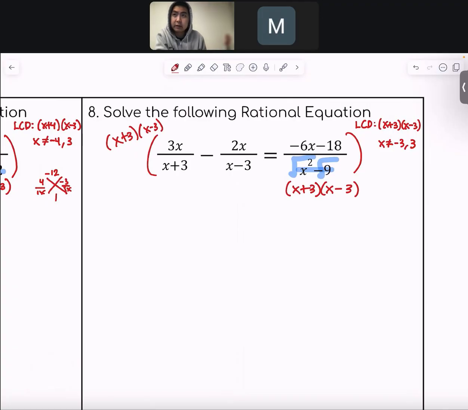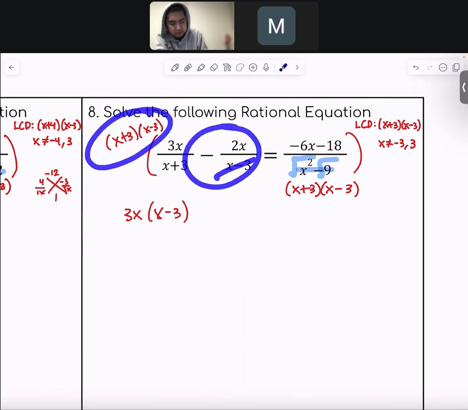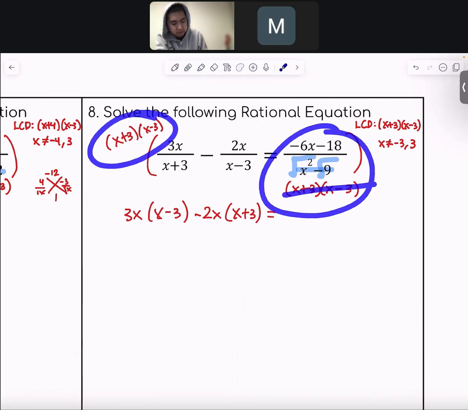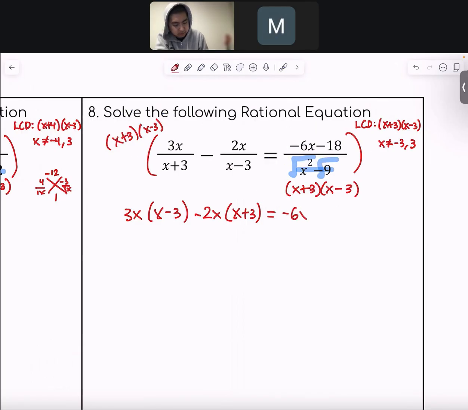So let's multiply the whole thing by your guys' LCD. So when you multiply this to each one, let's see what cancels. When you multiply this to this, x plus 3's cancel, so 3x and x minus 3 survive. When you multiply this to this, x minus 3's cancel, and negative 2x and x plus 3 survive. And when you multiply this to this, these all cancel, so all that's left is negative 6x minus 18.